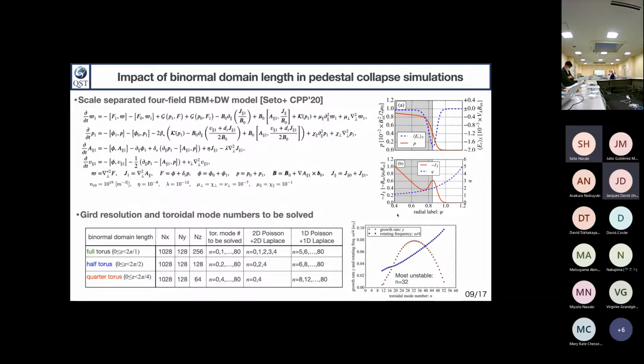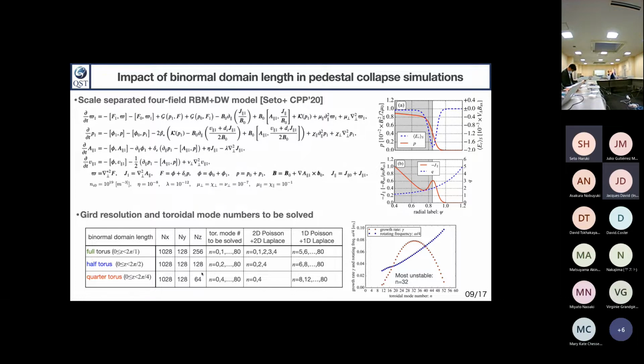The simulation setup, but grid resolution, is the same as in my CPP paper. For the scan of toroidal domain lengths in pedestal collapse simulations, the following three domains are employed: the full torus case, half torus case, and quarter torus case. In these cases, grid widths in all directions are set to the same by changing the number of grids in the toroidal direction in accordance with the domain size.